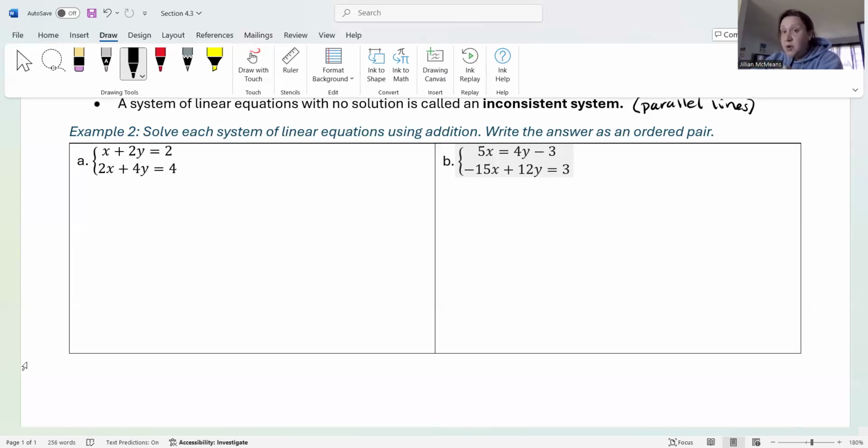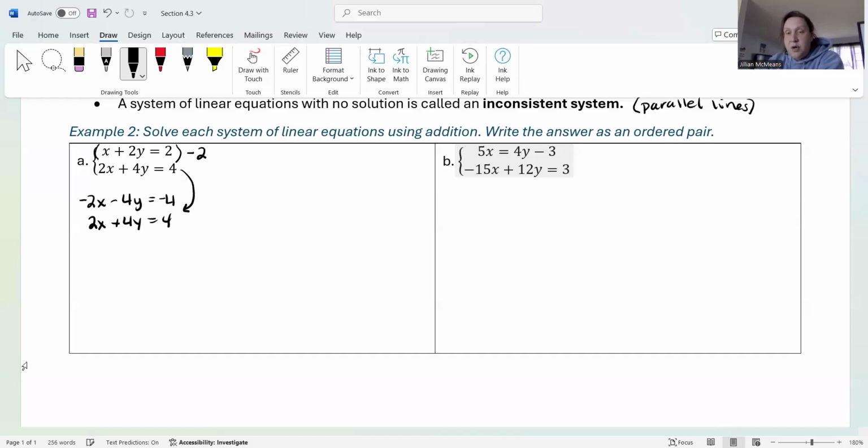So since the second equation already has the coefficient of positive 2, let's take that first equation and multiply it by negative 2. So when I multiply the first equation by negative 2, I get negative 2 times x. Negative 2 times 2y is negative 4y. And negative 2 times 2 is negative 4. And then I just want to drop down the second equation. I don't need to manipulate it at all. And it just stays 2x plus 4y equals 4.